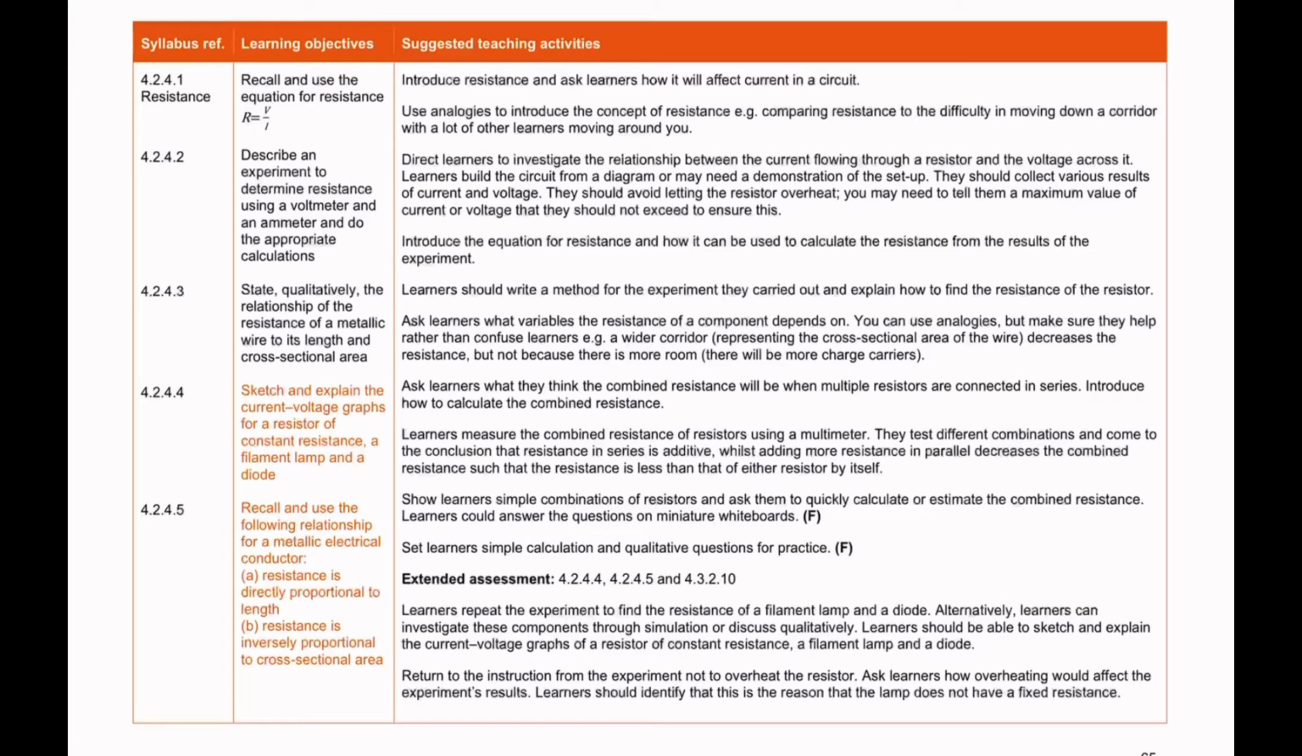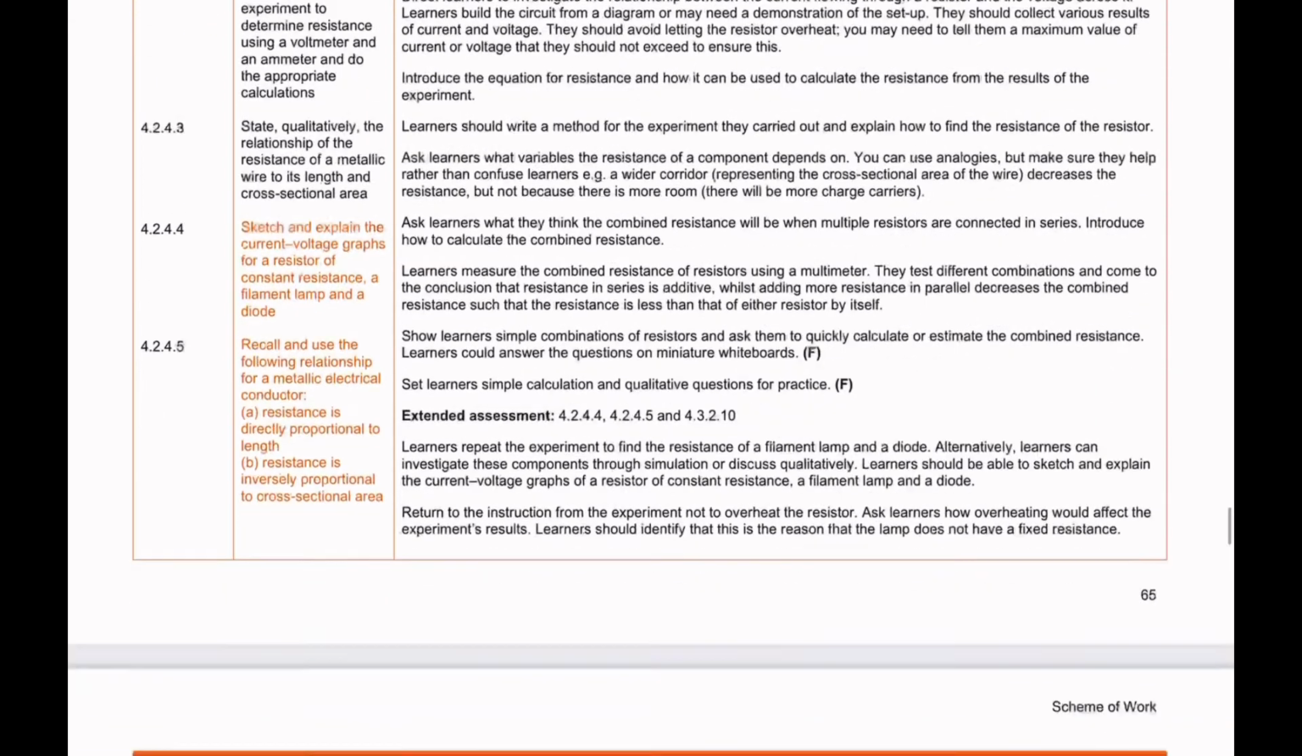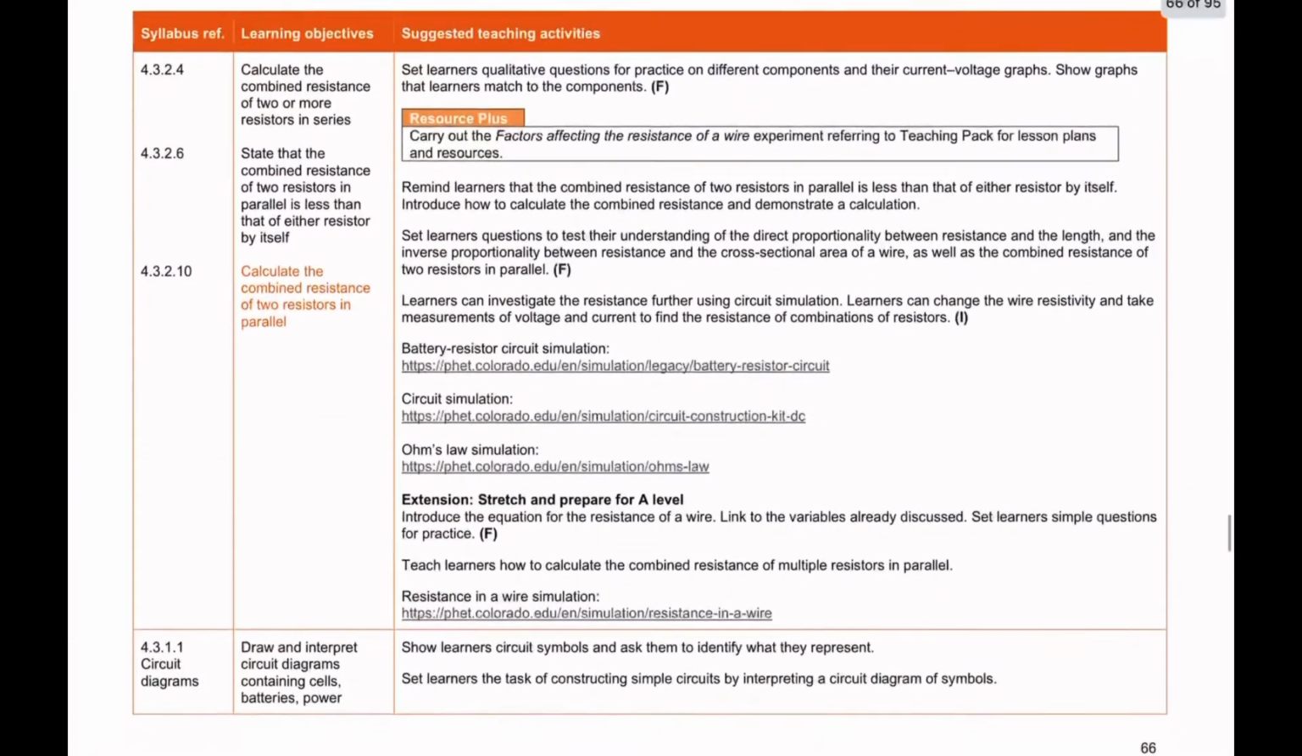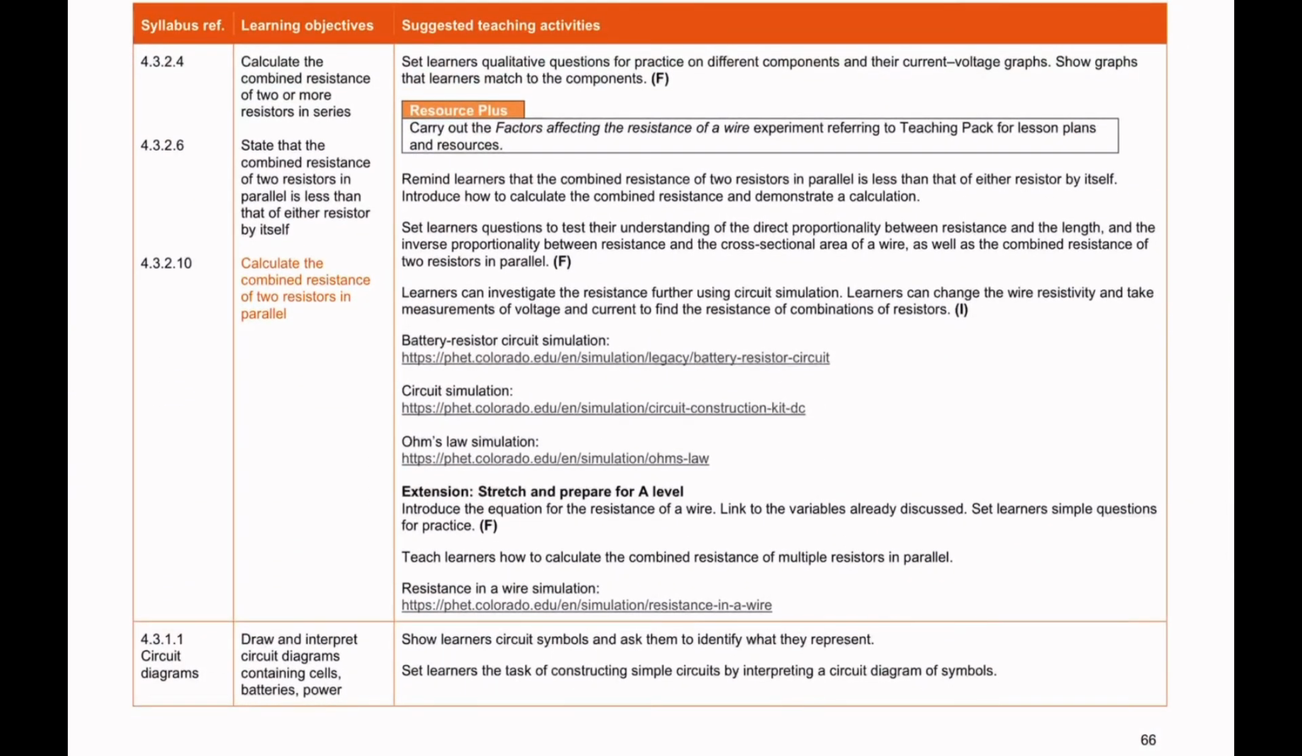Recall and use the following relationships for a metallic electrical conductor. A, resistance is directly proportional to length. B, resistance is inversely proportional to cross-sectional area. Calculate the combined resistance of two or more resistors in series. State that the combined resistance of two resistors in parallel is less than that of either resistor by itself. Calculate the combined resistance of two resistors in parallel.